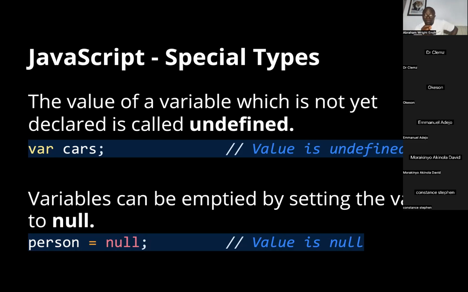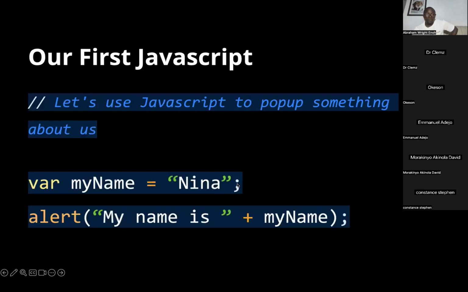Another thing is that variables can be empty by setting the value to null. And this null that we mean here is nothing. What is nothing? It is not empty. Instead of leaving it, you just have to say null. This type of variable is called an empty variable, where the value is declared or set to null.